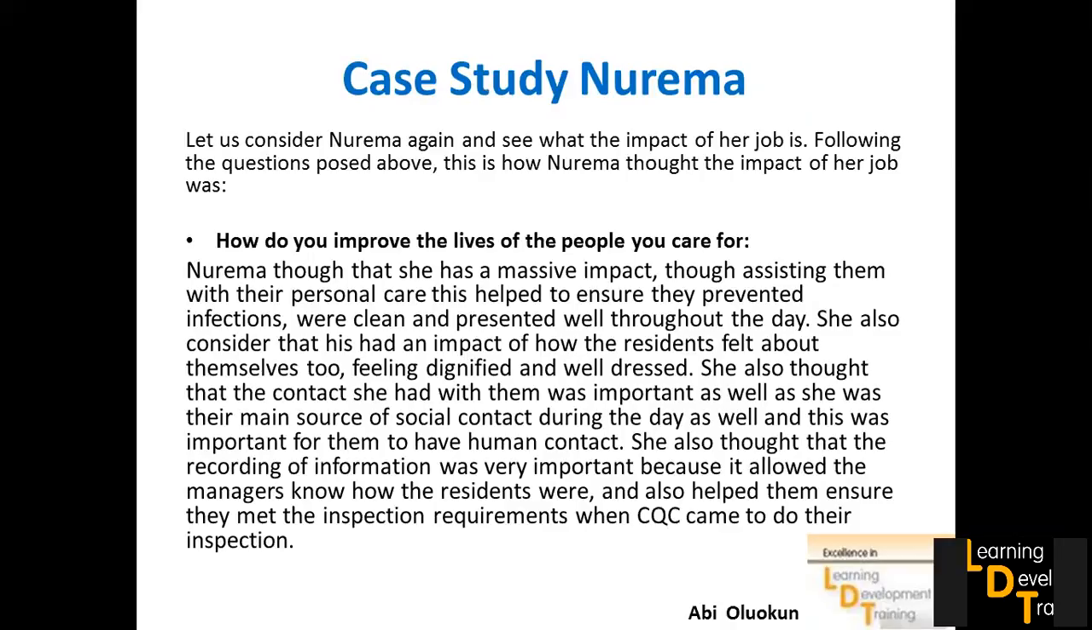So this includes how they feel, do they feel dignified or well-dressed? What's their self-esteem like? She also thought that the contact she had with them was important, as she was their main source of social contact during the day. They probably live in a residential home, and this was their most important human contact, the carer.